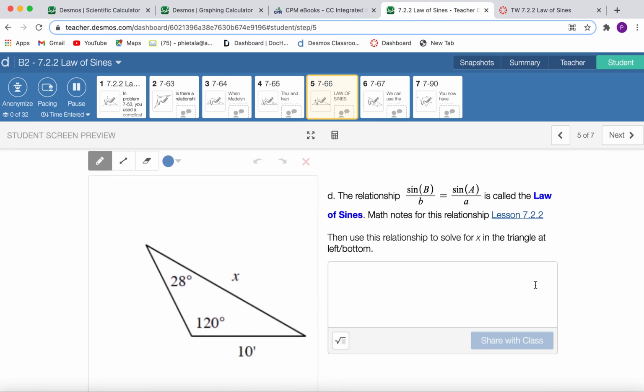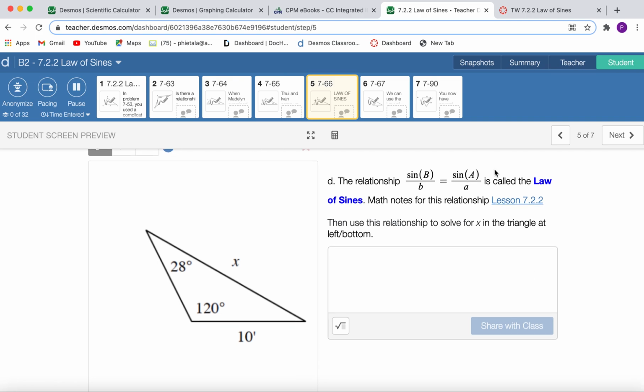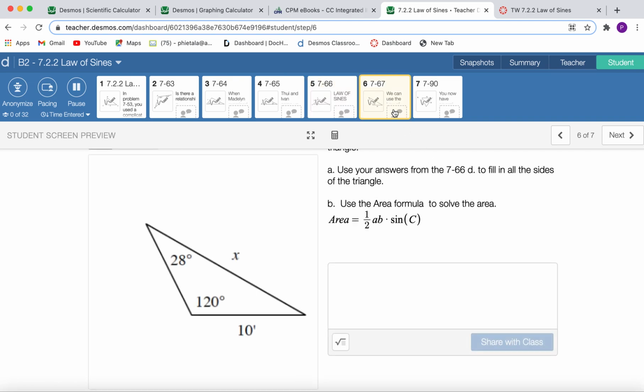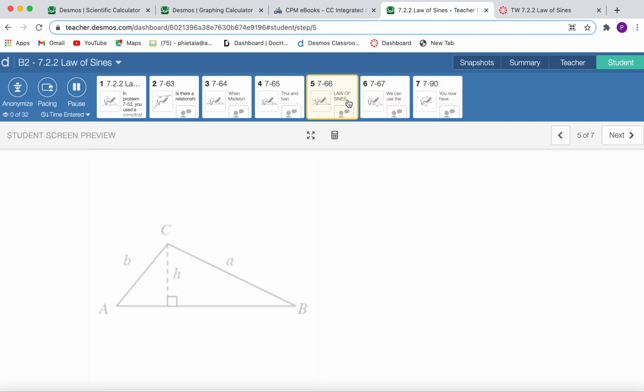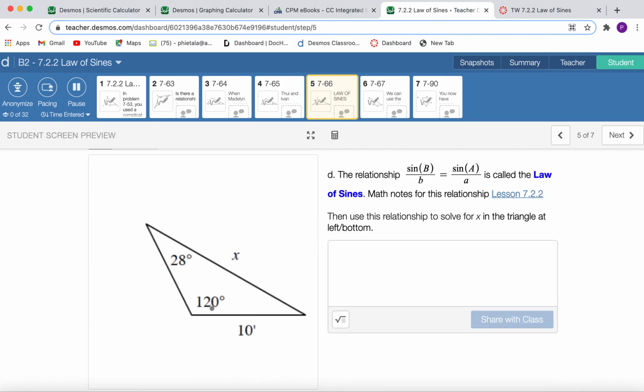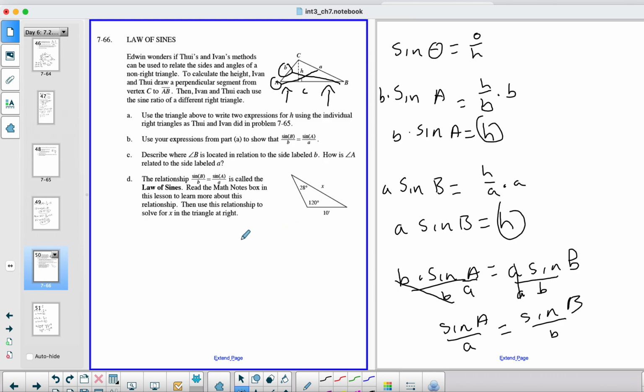So let's go ahead and try to solve this triangle. It's the same triangle on the next page too. So we're going to use these answers and plug them in on the next page. We're just looking for x. So if we're using our sine B over b and our sine A over a, what's that going to look like?